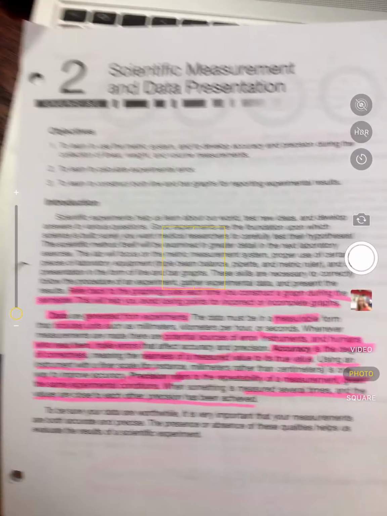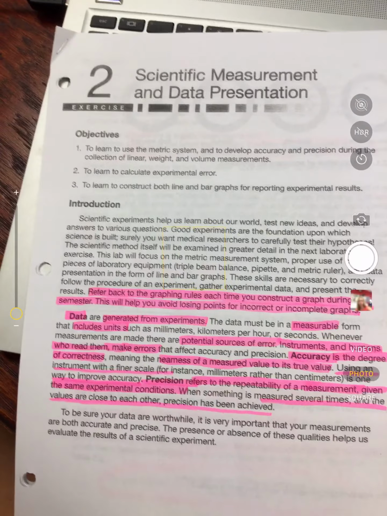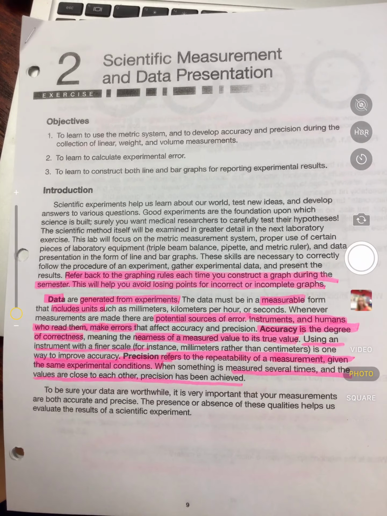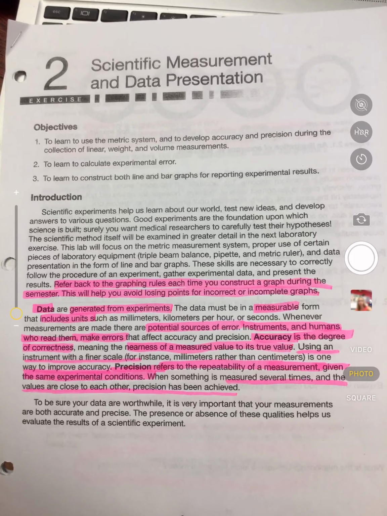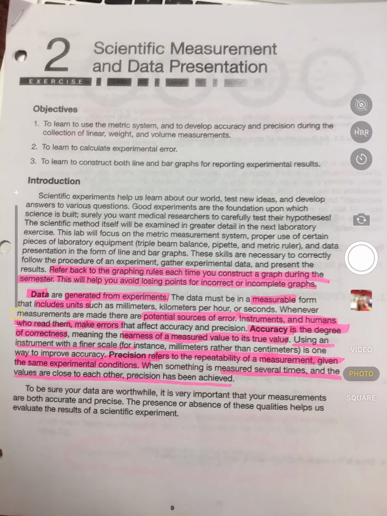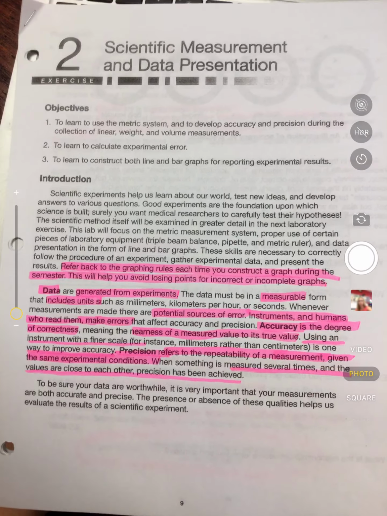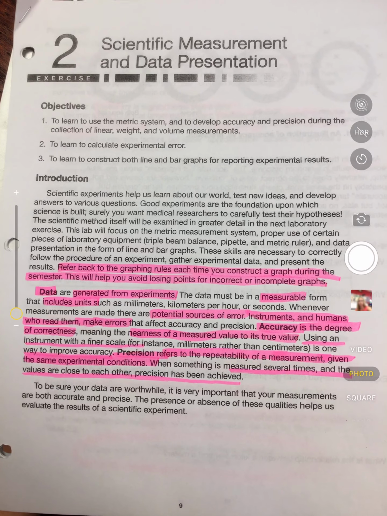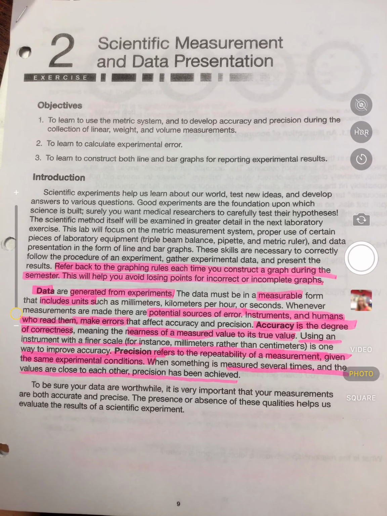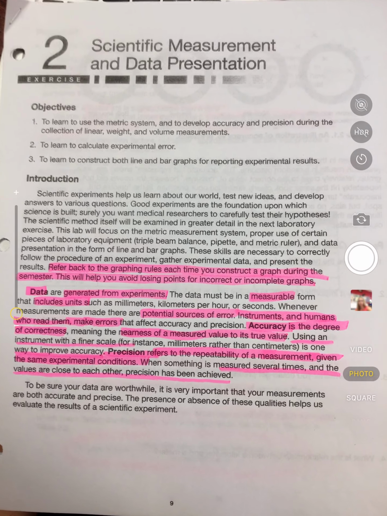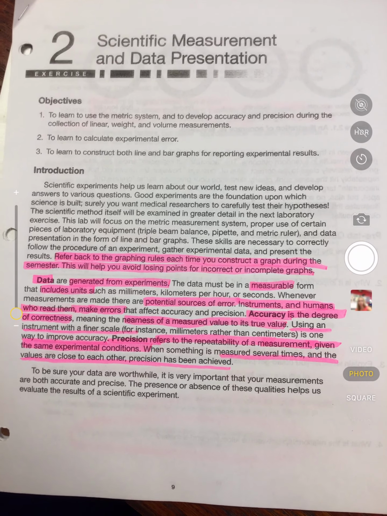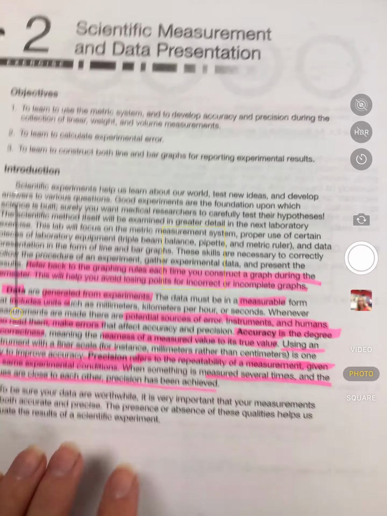Okay, so this is the preview for your lab that you're going to be doing on Monday. As you can see, you can pause it at any time, but I just highlighted a few of the keywords that you're going to be dealing with. Data, which must be measurable and have units. Accuracy is the degree of correctness, meaning nearness of a measured value to its true value. And precision is like how many times you can repeat it over and over and get the same result. So those are the things we're going to be looking at.